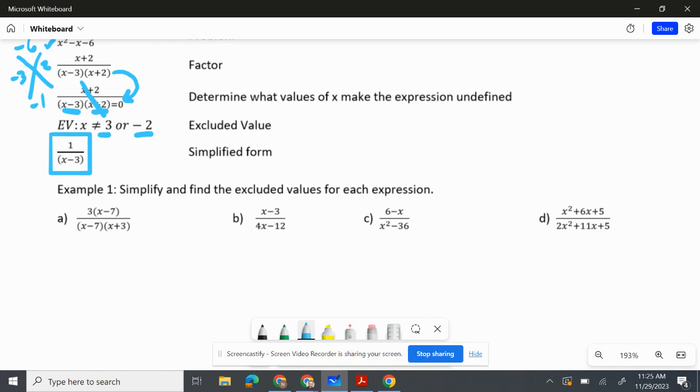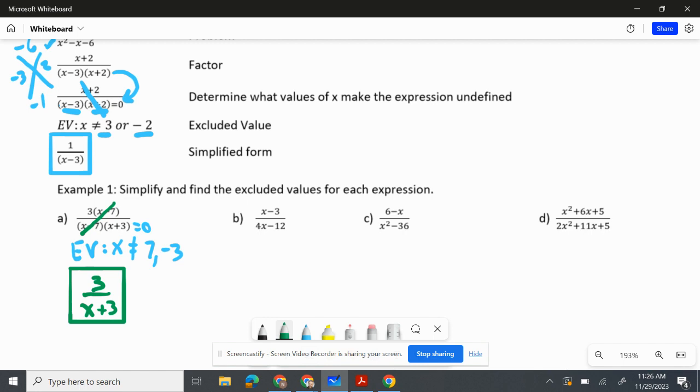So with our first example, it's already factored for us, which makes it really nice. So we're going to find our excluded values. Once again, it's what gives us 0 in the denominator. So x cannot equal 7 or negative 3. That's our excluded values. Then we're going to simplify it. Since it's factored, it's really easy. We have 3 over x plus 3. And so that's finding the excluded values and simplifying.